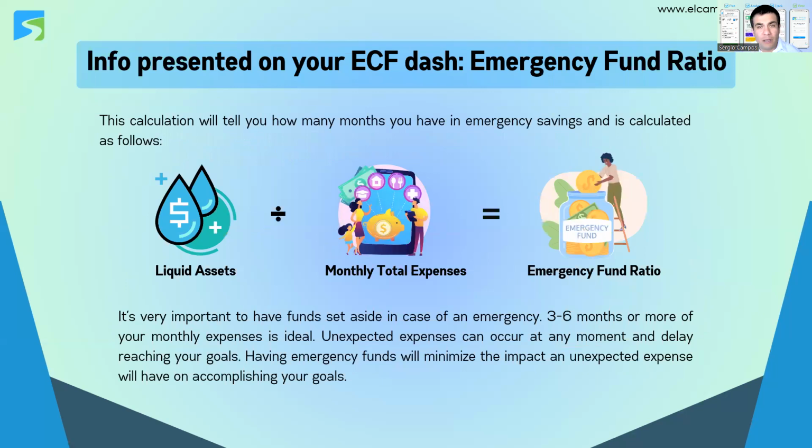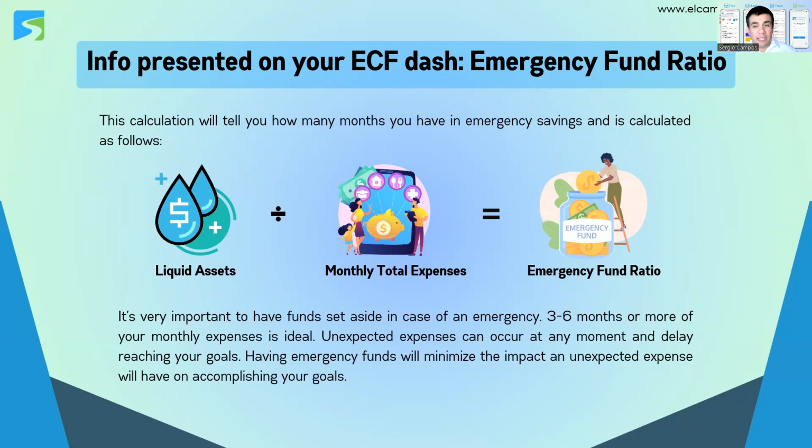And so moving on, the next calculation presented in the dashboard is the emergency fund ratio. This calculation would tell you how many months you have in an emergency savings, and it's calculated as follows. It's liquid assets divided by monthly total expenses, and that's how we get your emergency fund ratio. It's very important to have funds set aside in case of an emergency. 3 to 6 months or more of monthly expenses is ideal.